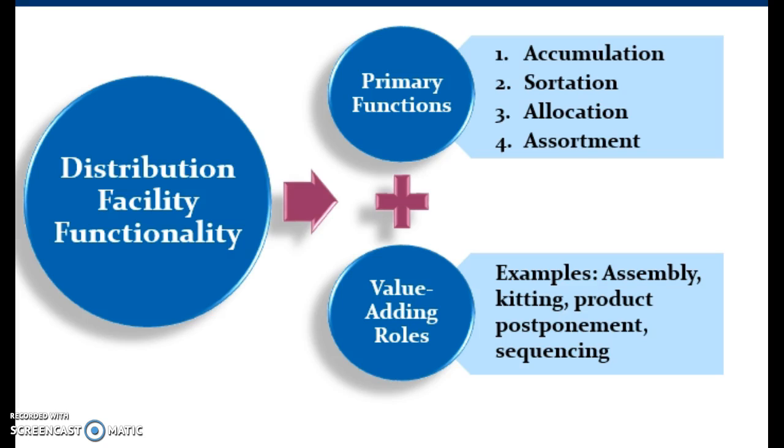Accumulation involves the receipt of goods from a variety of sources. Sortation focuses on assembling like products together for storage in the distribution facility or for transfer to customers. Allocation focuses on matching available inventory to customer orders for an SKU. Assortment involves the assembly of customer orders for multiple SKUs held in the distribution facility.